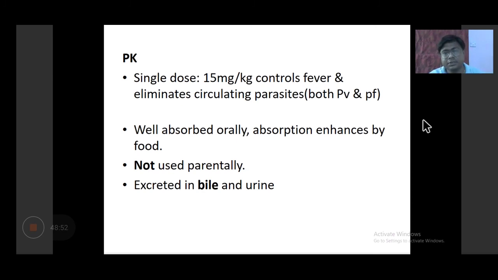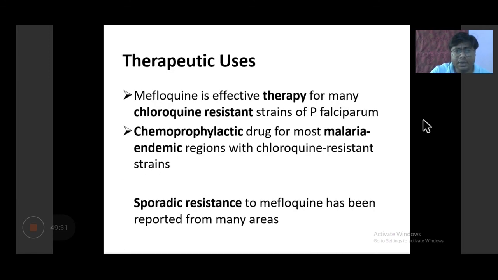A single dose of 15 mg per kg controls fever and eliminates circulating parasites. It is used for both species, Plasmodium vivax as well as falciparum. Almost all the drugs are used for all the species unless there is resistance. But falciparum is mostly resistant to chloroquine, so we choose artemisinin in them. It is also well absorbed orally, and absorption is enhanced by food. So all the antimalarial drugs are advised to be given with food for two reasons. One is that food increases the efficacy of some antimalarial drugs like lumefantrine and mefloquine, and also reduces GI toxicity. Parenterally, it should not be used, and it is excreted in bile.